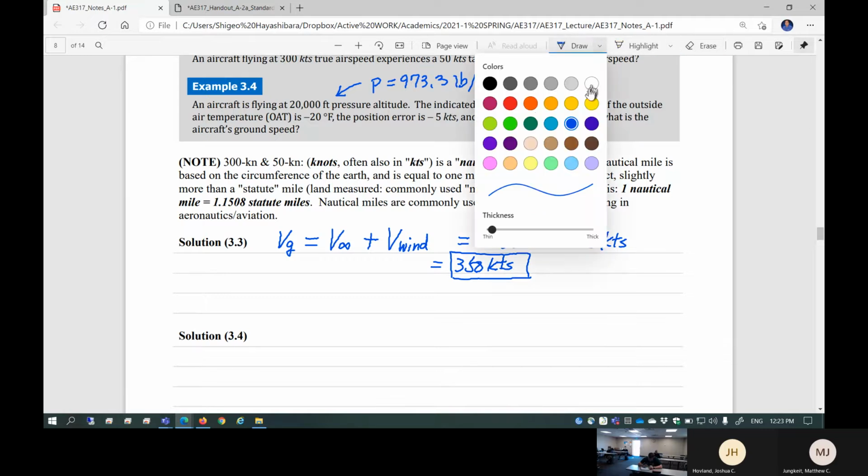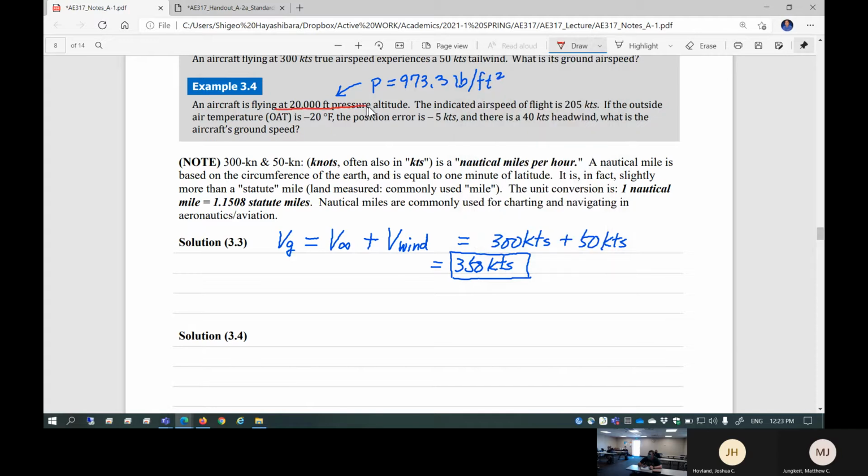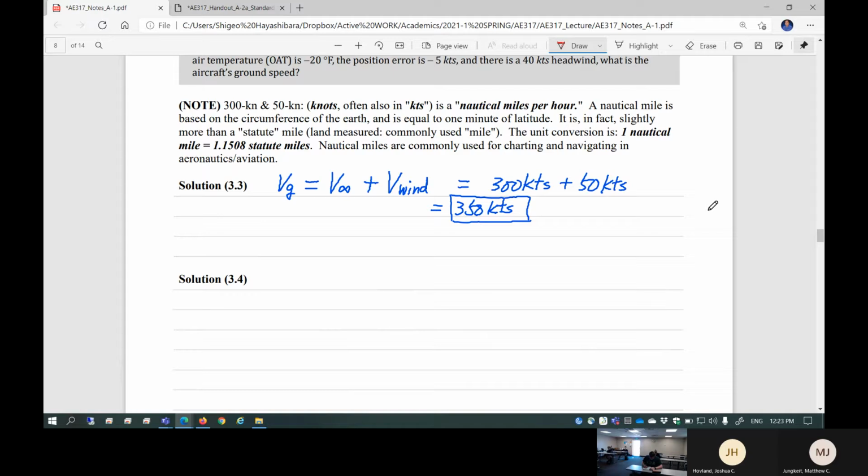So that means flying at the 20,000 feet pressure altitude means 20,000 is an estimate, but we know the pressure. Okay, good. The indicated airspeed of flight is 205 knots. If the outside air temperature OAT is given as minus 20 degrees F, the position error is minus 5 knots, and there is a 40 knot headwind, what is the aircraft's ground speed? Well, now this is something real.